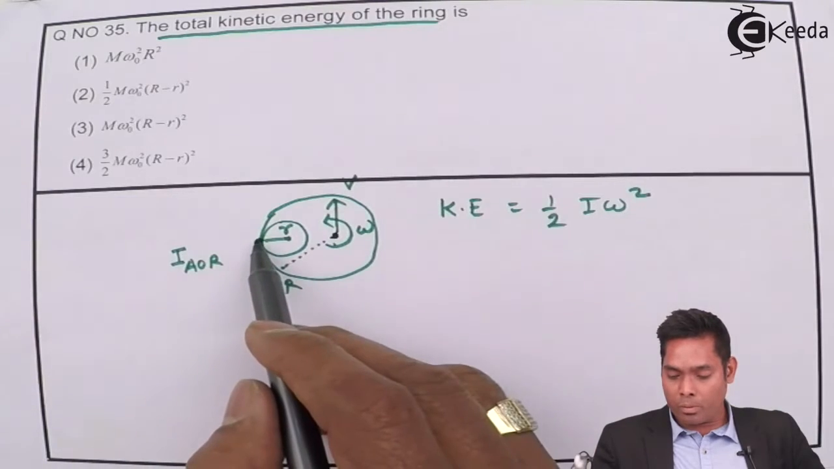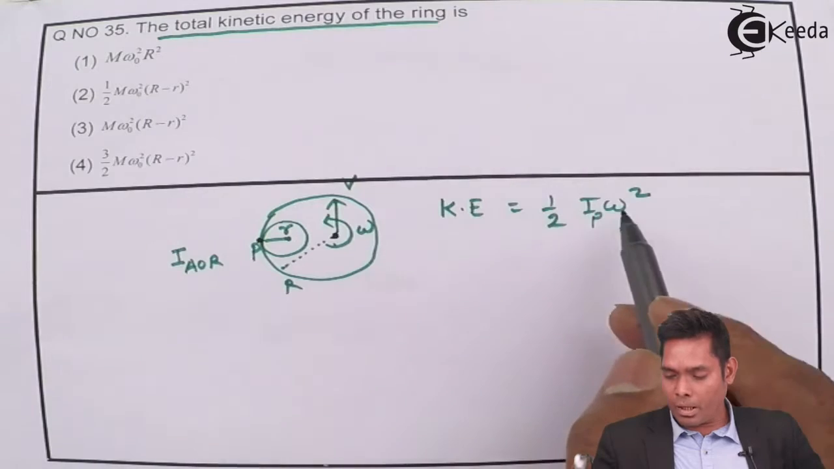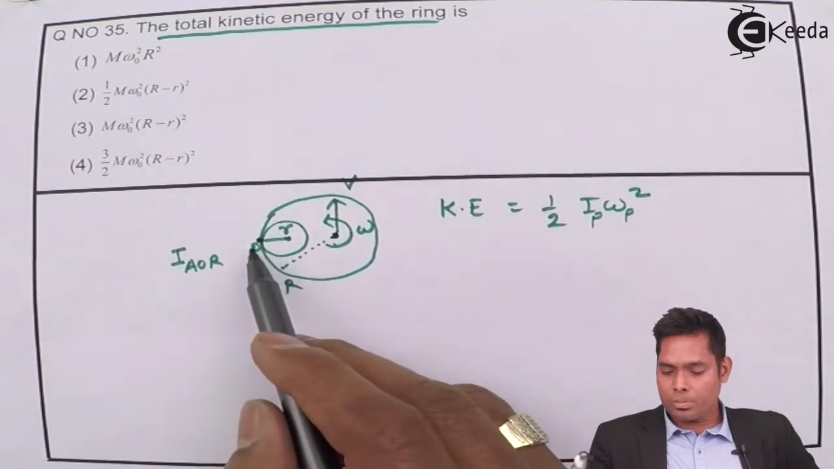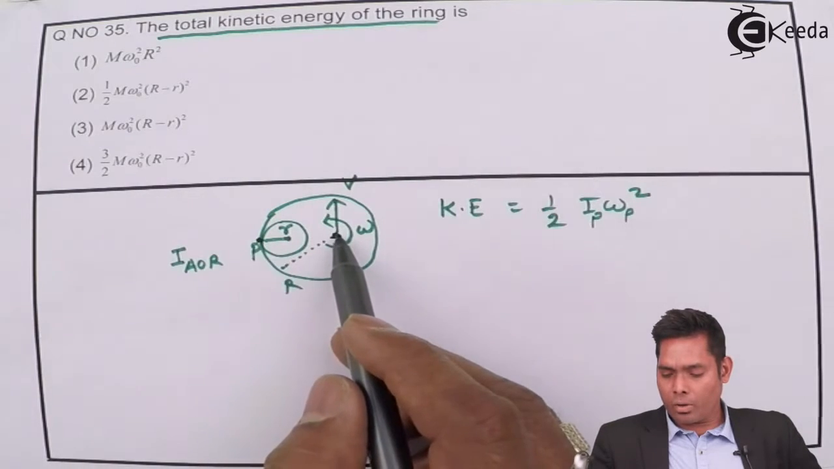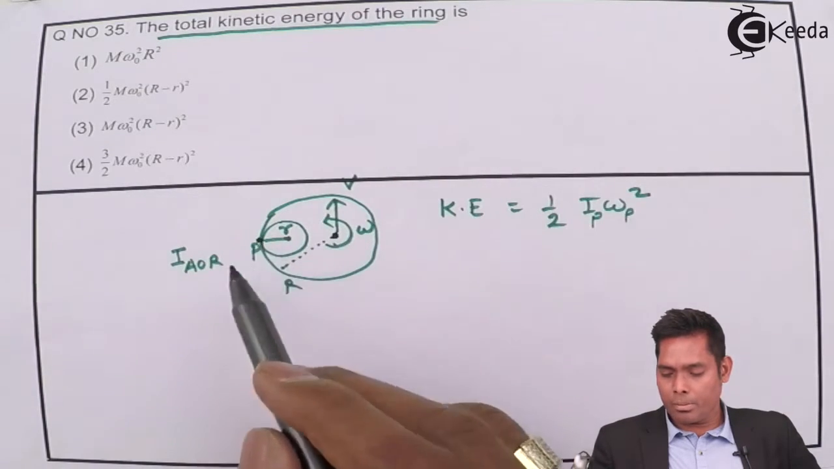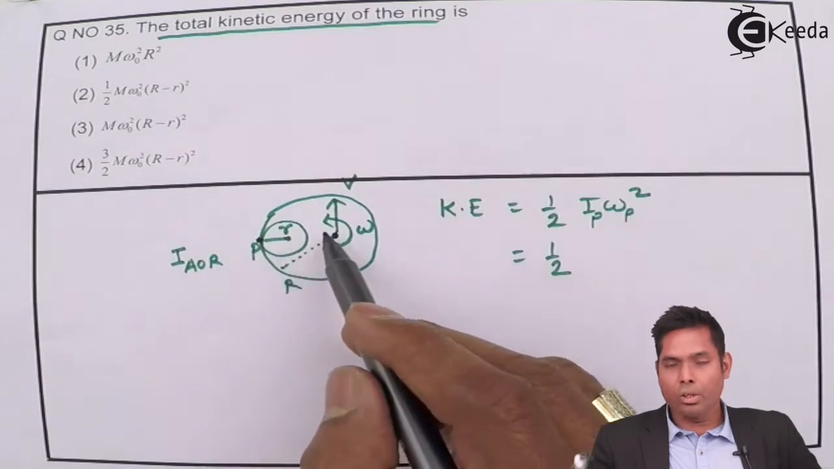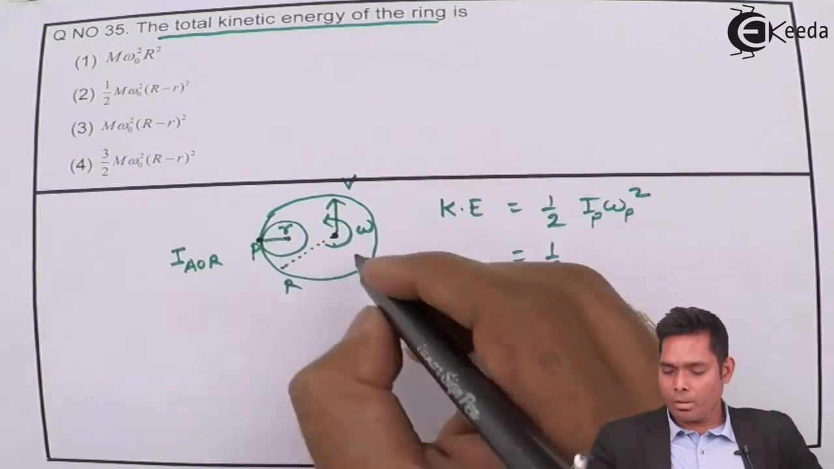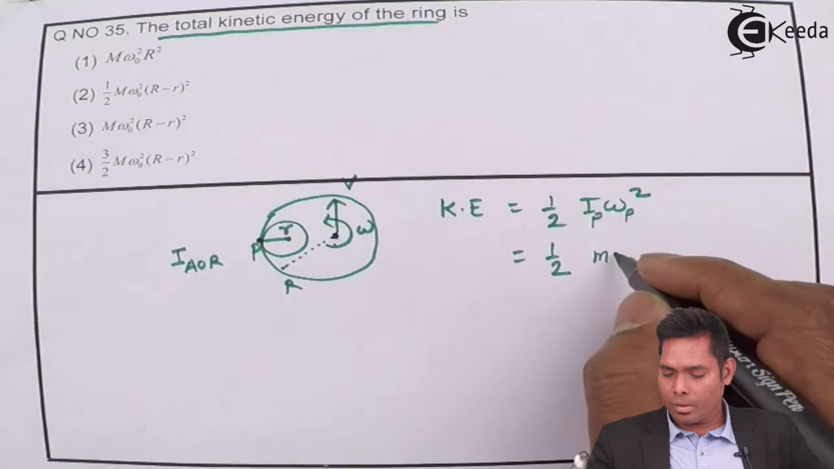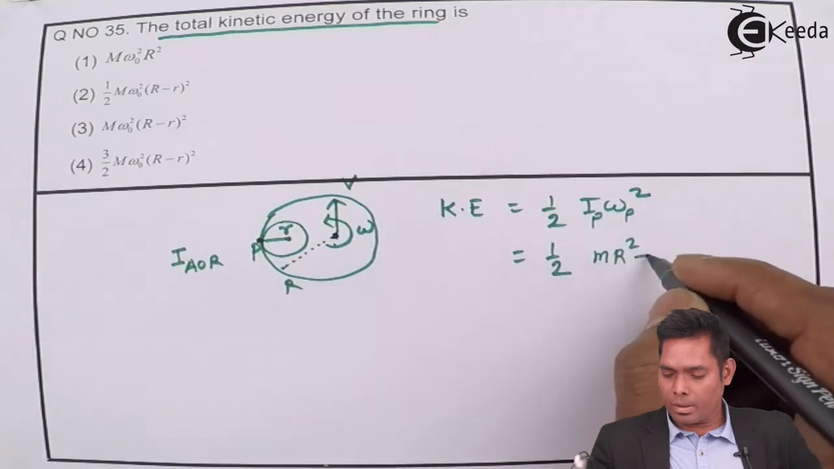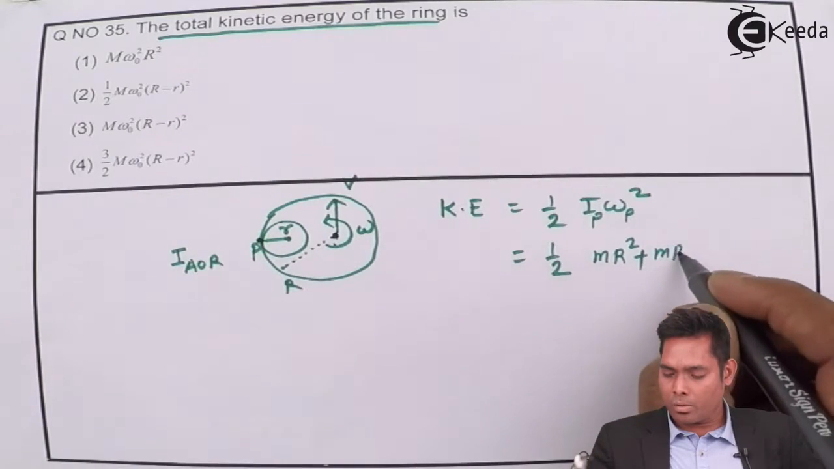Now if about this point, suppose this point is P, so this is I about P and omega of P. I of P, the moment of inertia of this ring about this point, will be found using the parallel axis theorem. About the center axis it is mR square, plus m into this distance square, that is mR square.